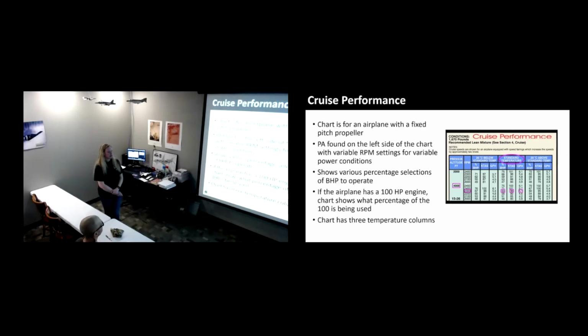So this chart has a fixed pitch propeller, so it does not have manifold pressure. So the pressure altitude is found on the left of the chart with variable RPM settings and power conditions. So this is one that our Cessnas would have. So say you're at 2,000 feet. Well, if you're at 2,400 RPM, this is what you can expect. And if you're at 2,000 RPM, this is what you can expect.